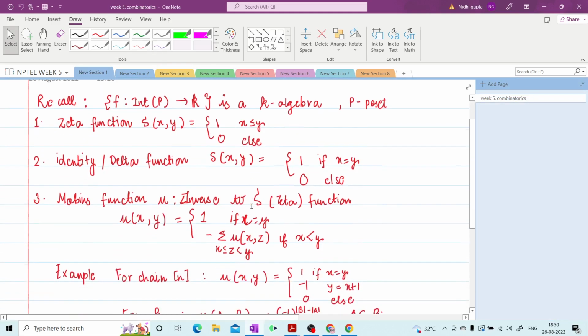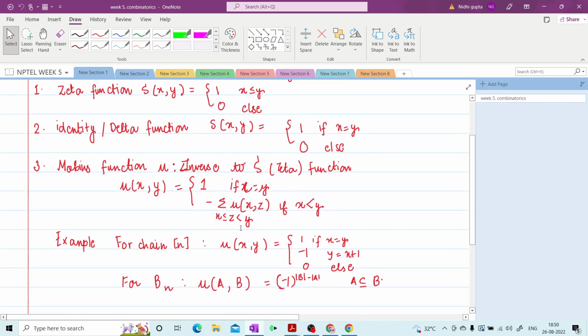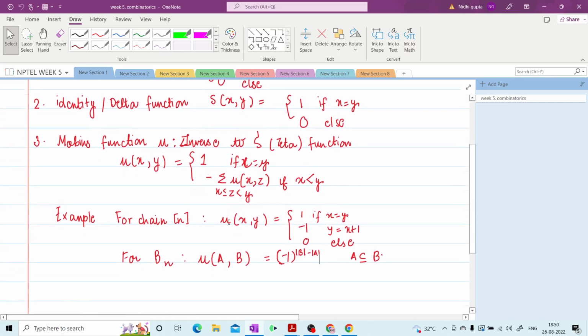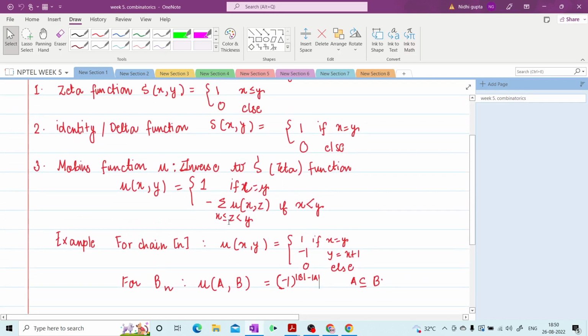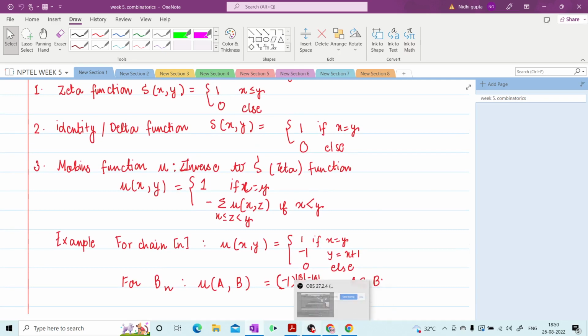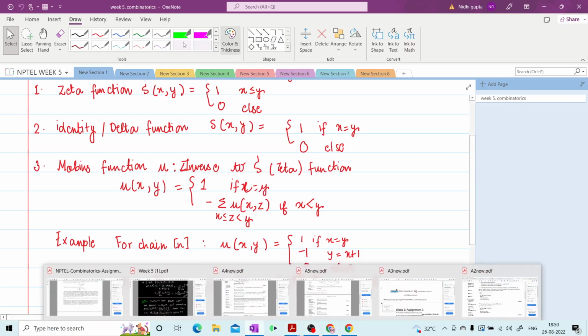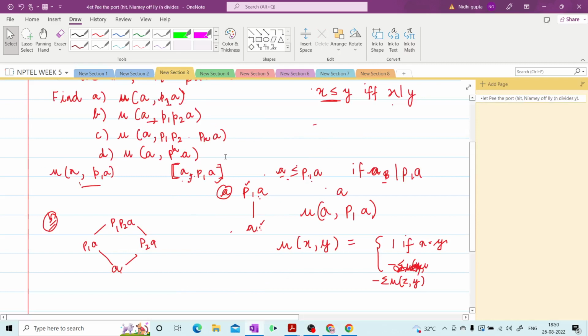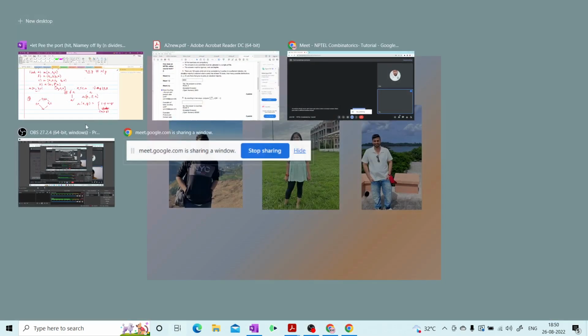So what was our Mobius number? 1, minus 1 and 0 it would be. 1, minus 1 and 0. Yeah, these are the three possible values. That was just for a chain.